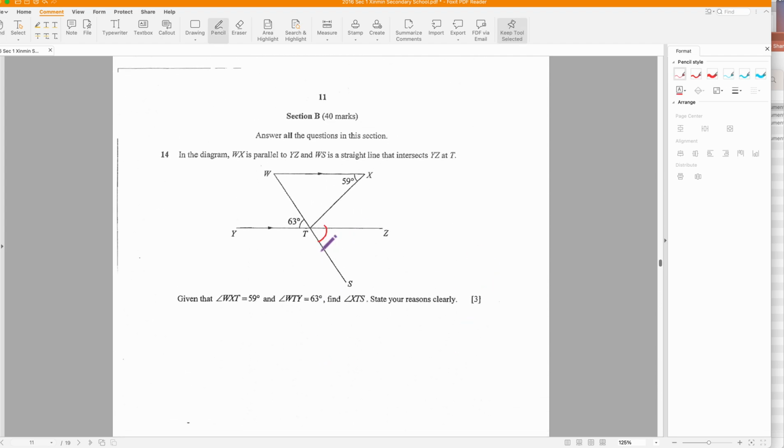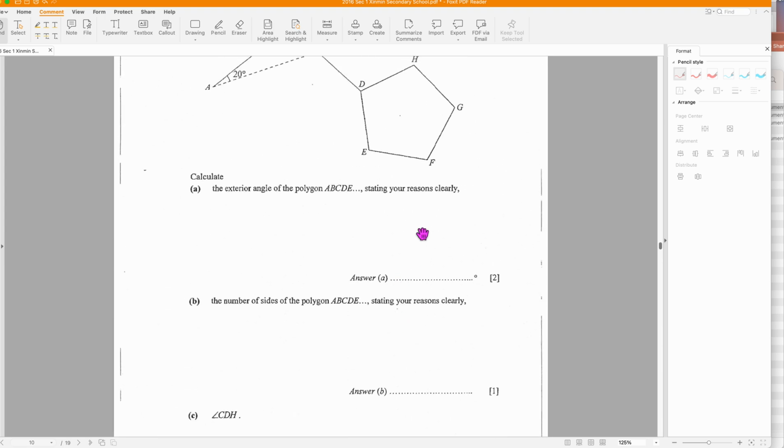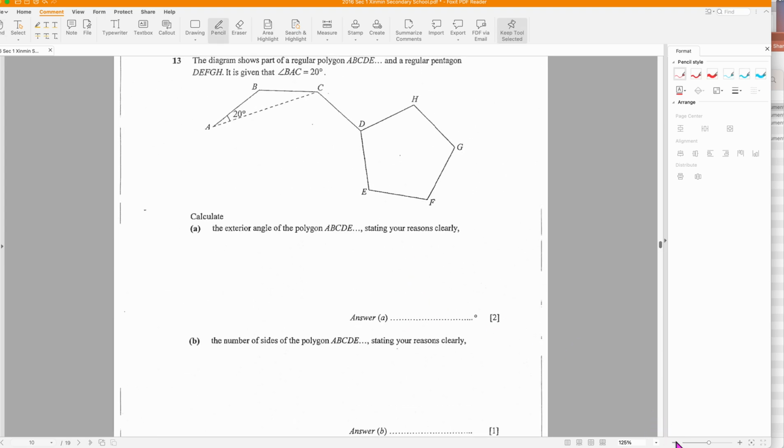Okay, so this is opposite. Then this one is 59, which is our Z, right? Alternate. Then after that, the total is just add up. Okay, so the rest is quite easy.